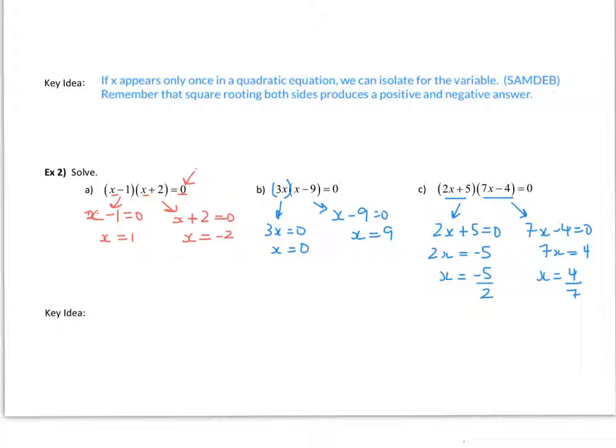So our key idea behind this is if your quadratic is in its factored form, you're just setting each factor equal to 0 and solving the little mini equations. Okay, so I've just typed that in there. When a quadratic equation is in its factored form, set each factor equal to 0 and solve each little mini equation.